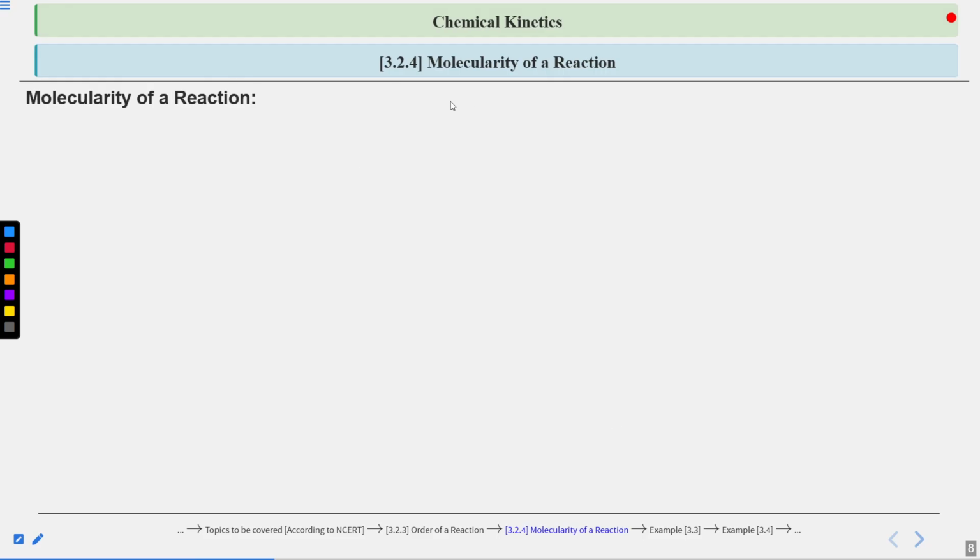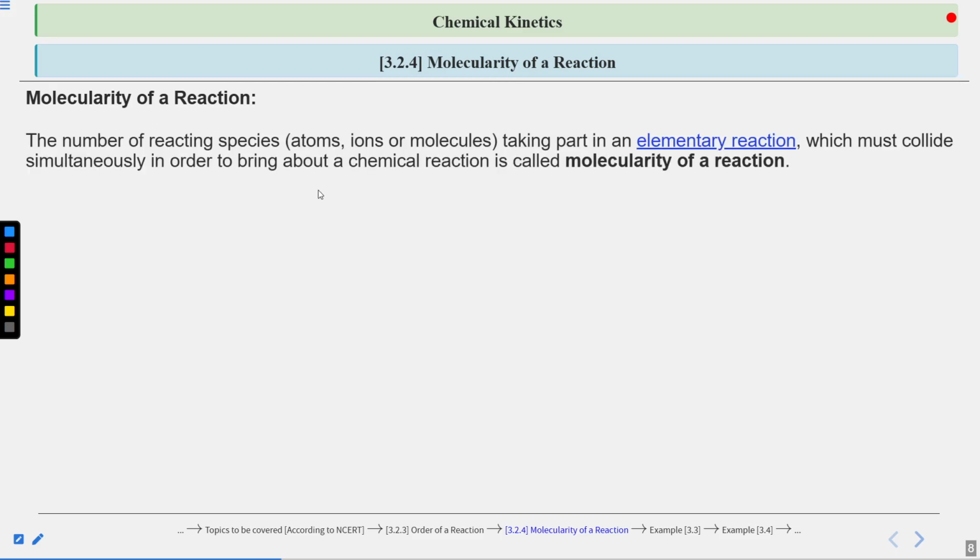Okay, now let's talk about our next subtopic, which is 3.2.3, molecularity of a reaction. The number of reacting species, that means atoms, ions, or molecules, anything is possible, which take part in an elementary reaction and must collide simultaneously in order to bring about a chemical reaction, is called the molecularity of a reaction. So this is the basic definition of molecularity.